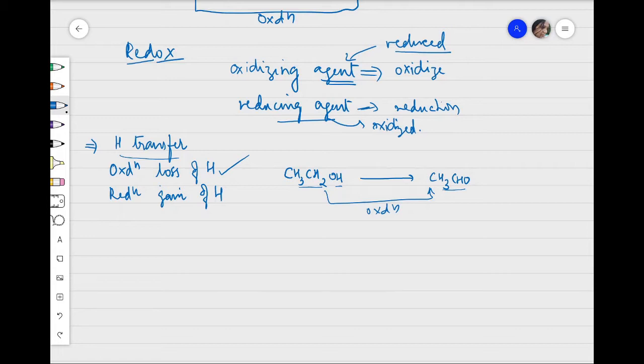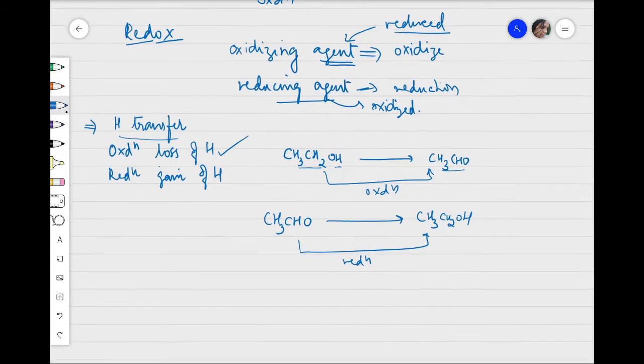Now the converse, that is I can also think of this aldehyde undergoing reduction to form alcohol. Okay, in this case, see, there is gain of hydrogen, the reverse reaction നടക്കും. So that is gain and this is a reduction.